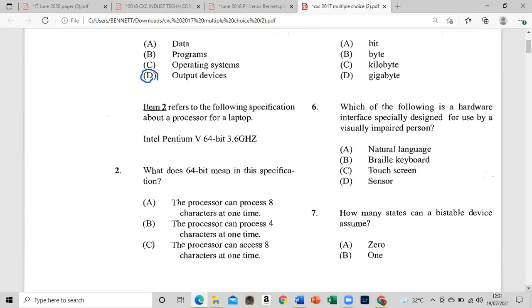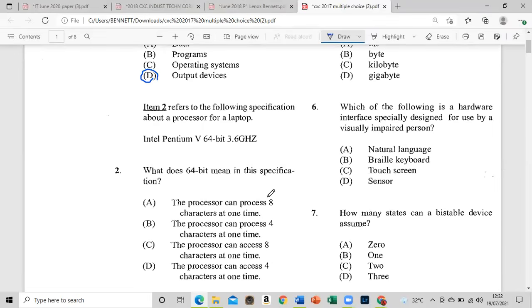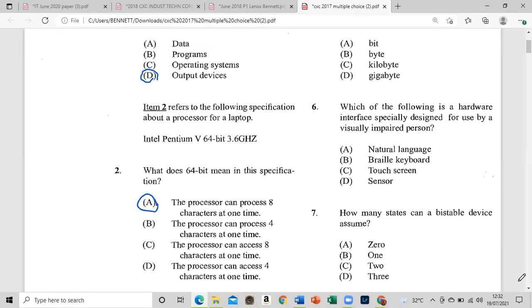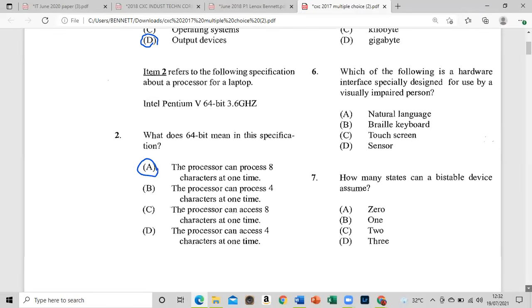Number two, now, what does the 64-bit mean in this specification? And this is the Pentium. So let's go. What is the answer for that, guys? The processor can process 8 characters at one time. I did that on another paper.